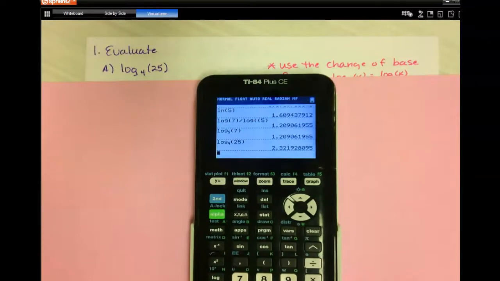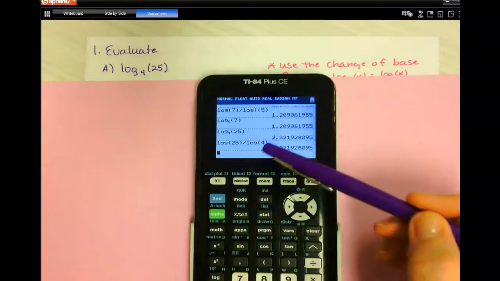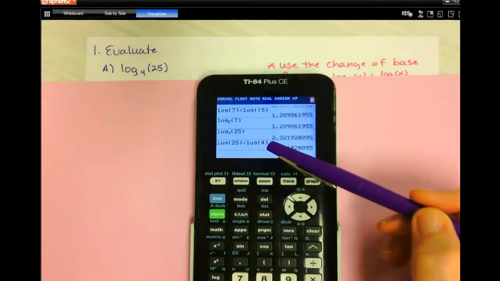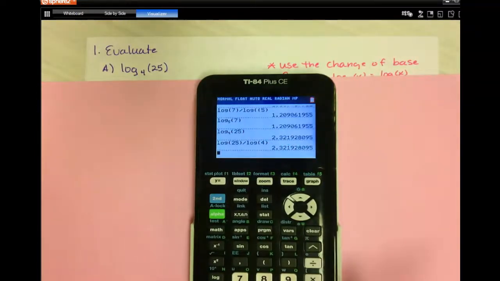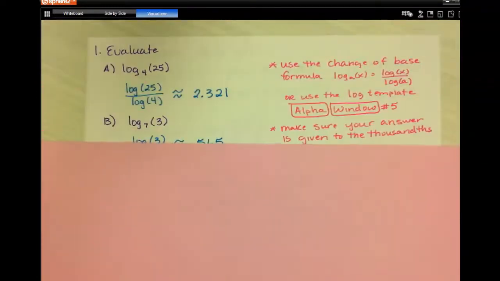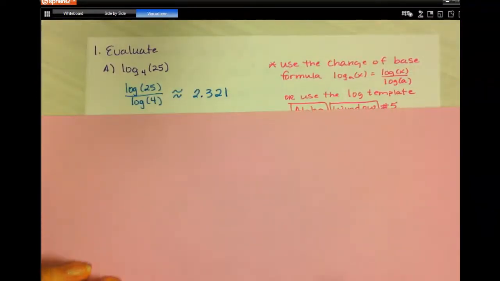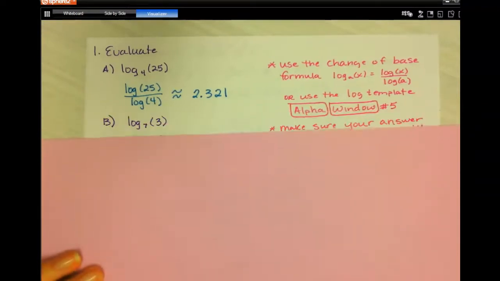So remember, we could still do it log of 25 divided by log of, what's the base there, 4, and we get the same thing. Sometimes people, even though they have this option, will still do this if you're just wanting to do a quick calculation. It's easy to type in, but you do have options there. So we got approximately 2.321. Remember, the standard decimal for advanced classes is 3 decimal places. So you're always rounding to 3 decimal places unless it tells you otherwise.